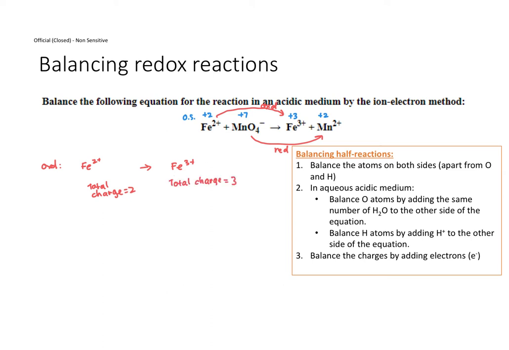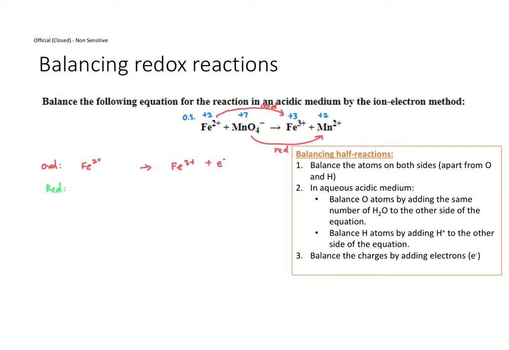So we need to make the total charges on both sides the same, and we can do this by adding electrons. Each electron has a negative charge, so by adding 1 electron to the right hand side, we will change the total charge to 2. So now the total charge on both sides would be the same. Okay, so this is our oxidation half reaction. Now let's look at the reduction half reaction.